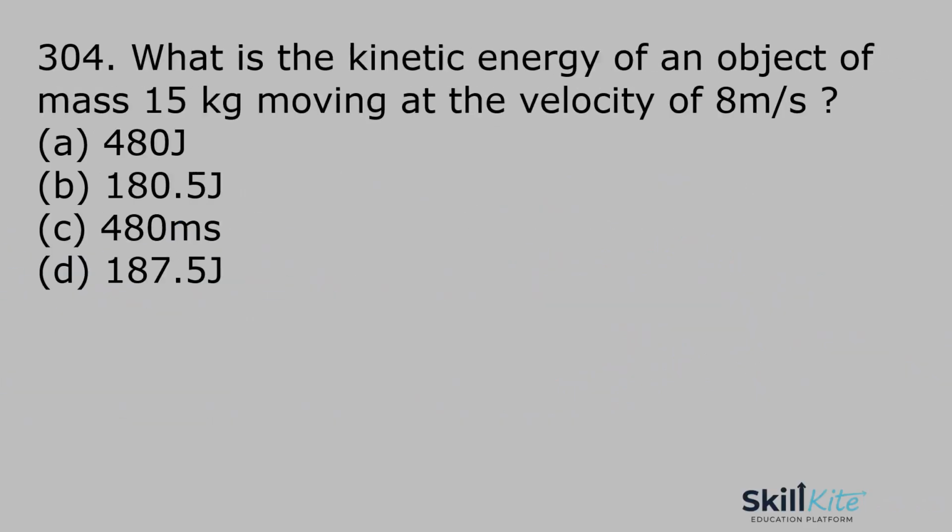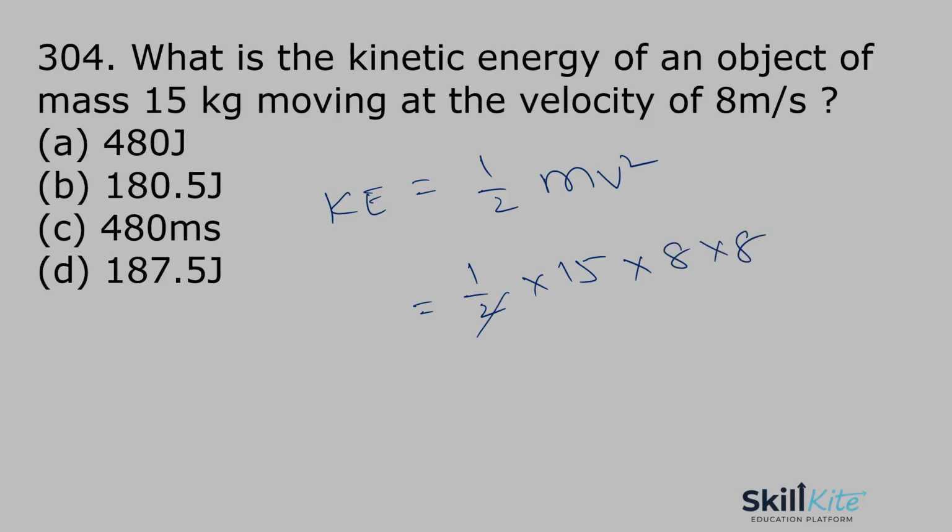What is the kinetic energy of an object of mass 15 kg moving at a velocity of 8 meter per second? Here they asked about kinetic energy. Kinetic energy equals half mv square. So half into 15 into 8 square, which we write as 8 into 8. 2 4s are 8, 15 4s are 60, 60 into 8 is 480 joules. So option A is the right answer.